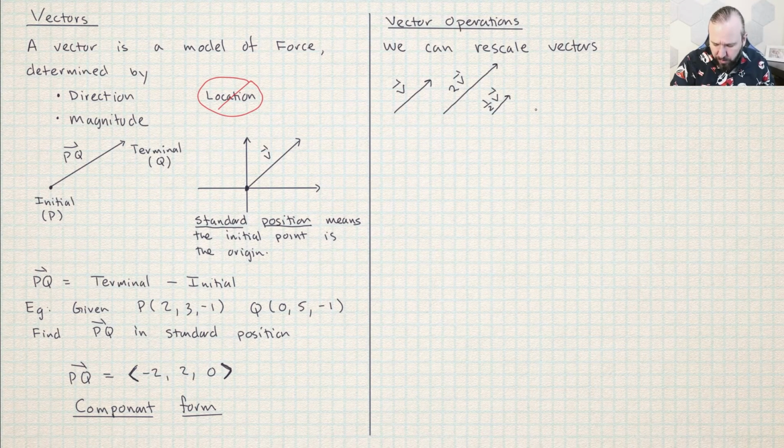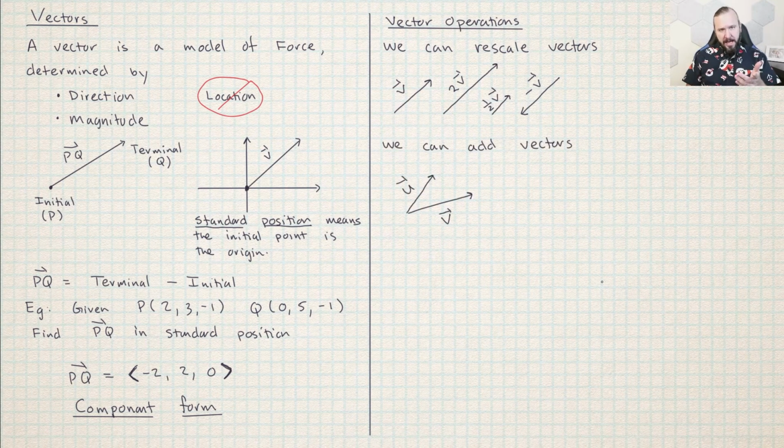Okay, and then one more thing that I want to point out here is, if you have the same vector as the original vector, except it's going in the other direction, that makes it -v. Okay, so those are the different ways that you can rescale vectors. You can also add vectors.